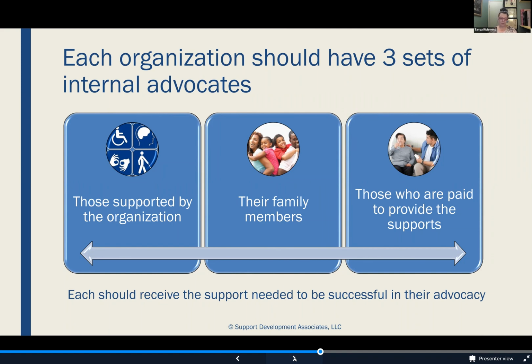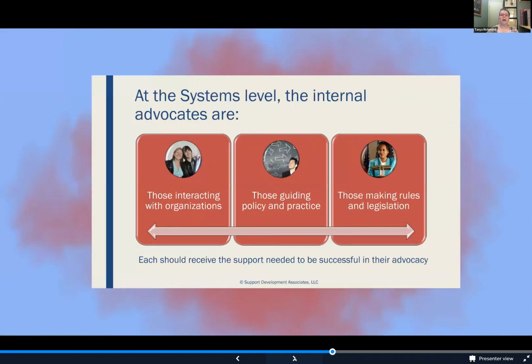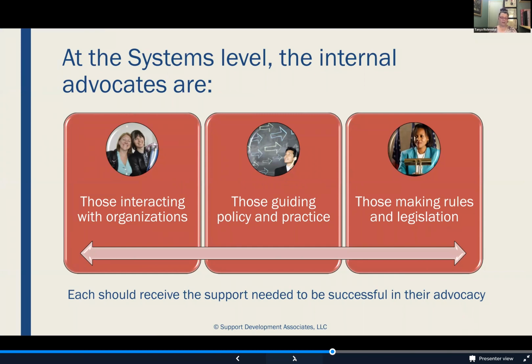And then finally, of course, the people who do the work may also be advocates for the people supported by the organization. At the systems level, as Michael was talking to you about systems level advocates, those are people who often have a real opportunity for change, either at the organizational level, so level 2, changes in policy, changes in practice or procedure within an organization, or at level 3, so outside of the organization, those changes that might be impactful to many organizations who do similar things.